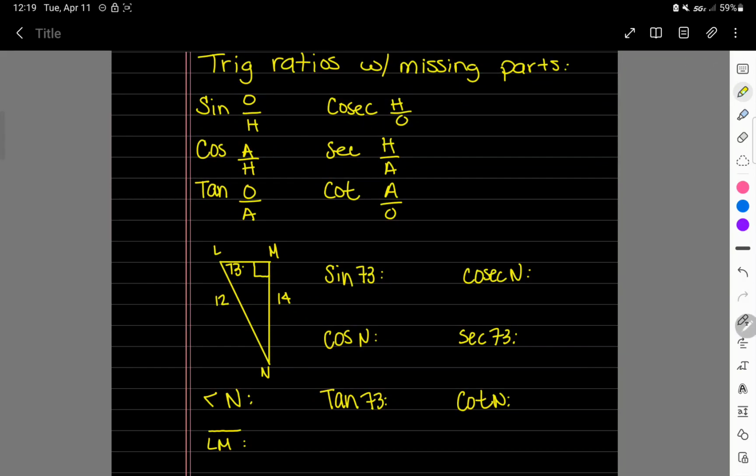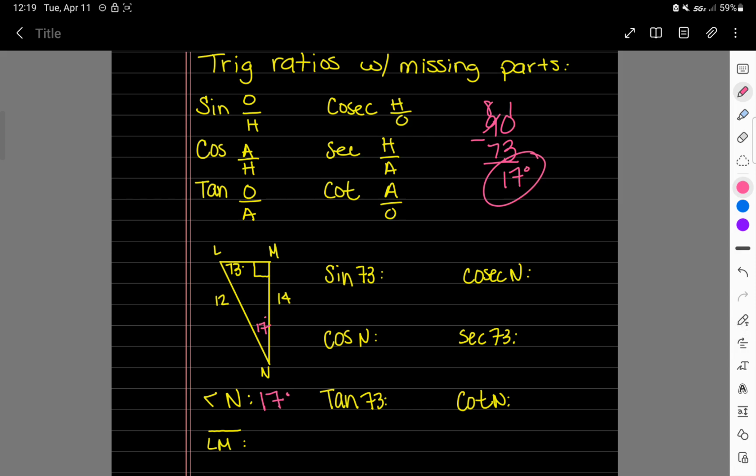So the first thing we want to do is solve the missing angle and the missing side. Remember that since this is a 90-degree triangle, all we have to do is 90 minus the missing angle, or the given angle, which is 73. 90 minus 73 is 17 degrees, so that's n. That's just us solving that missing angle. That doesn't go into our ratios.